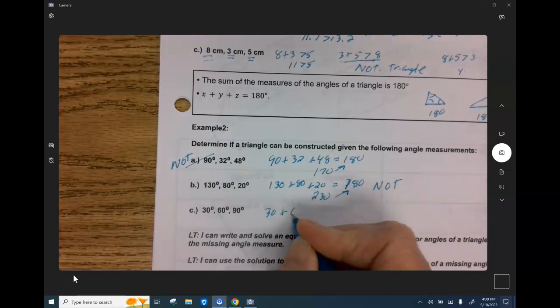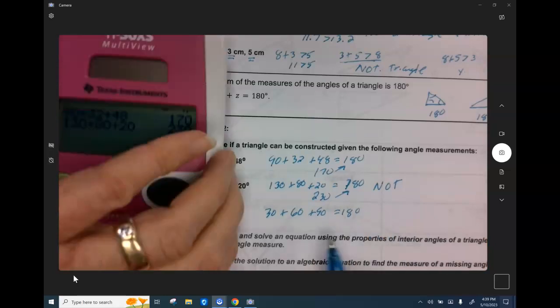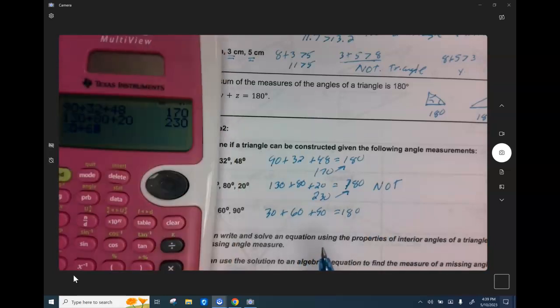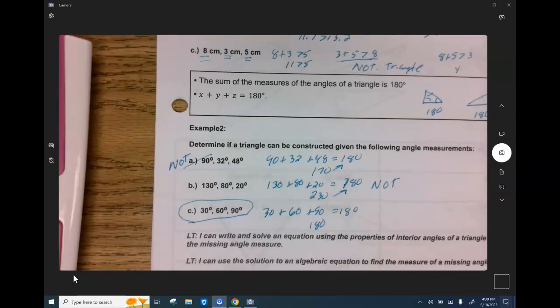Okay, here we go. 30 plus 60 plus 90. Is that 180? I'm guessing it is because the other two didn't work. 30 plus 60 plus 90 equals 180. Bam! That's a triangle. Okay?